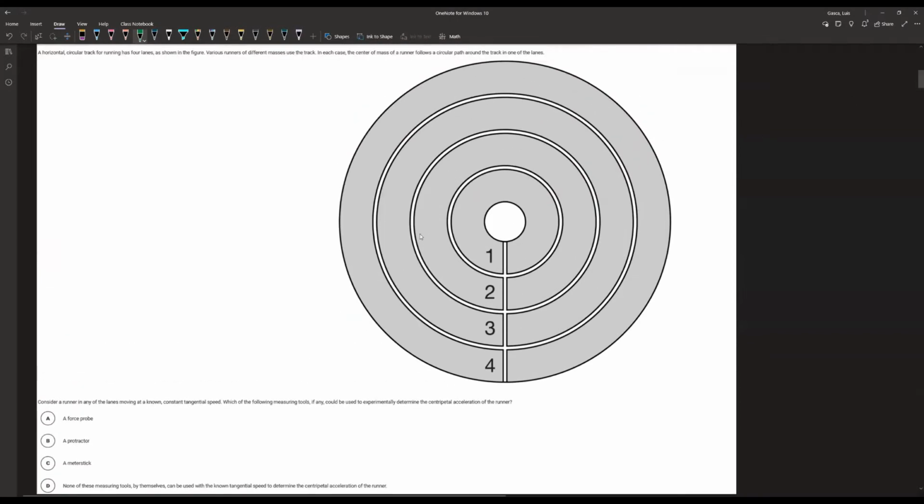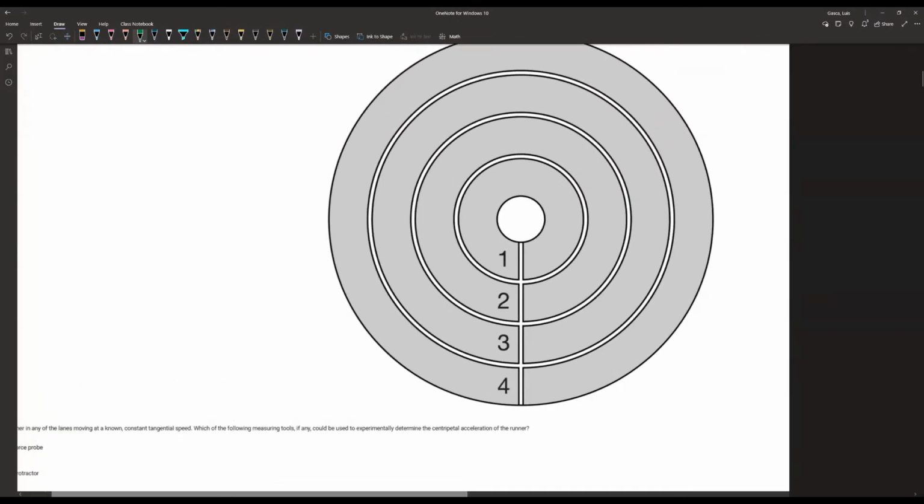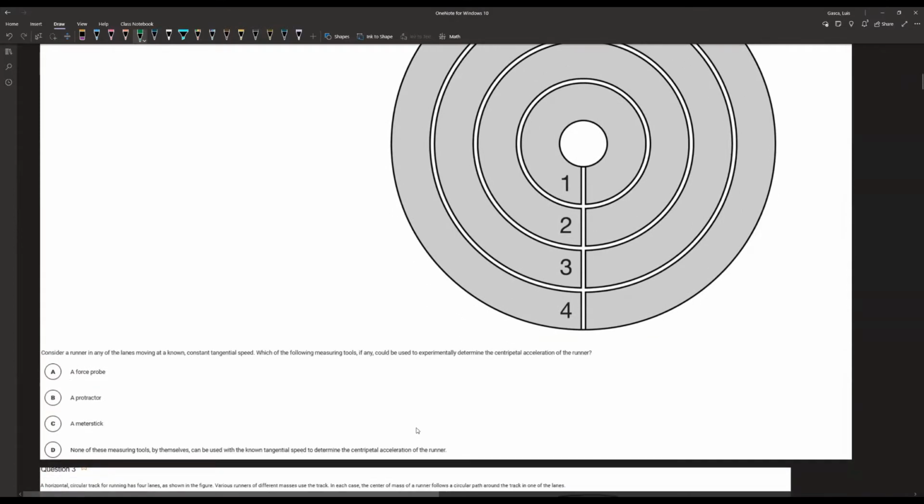So in the next question, we are told, consider a runner in any of the lanes moving at a known tangential speed. Which of the following measuring tools, if any, could be used to experimentally determine the centripetal acceleration on the runner?